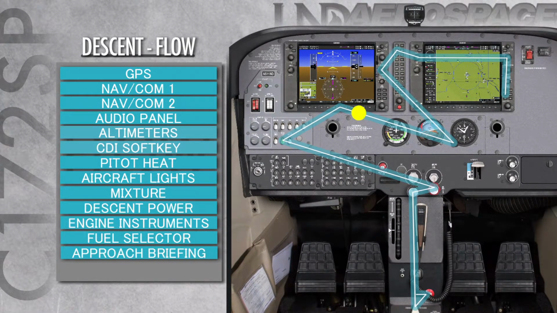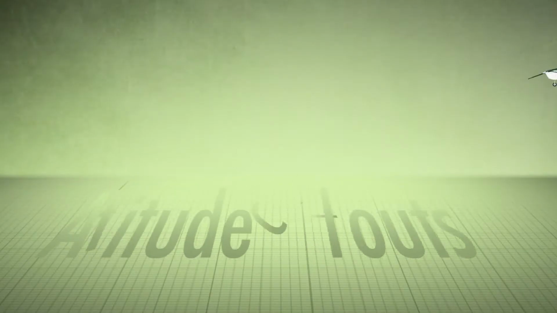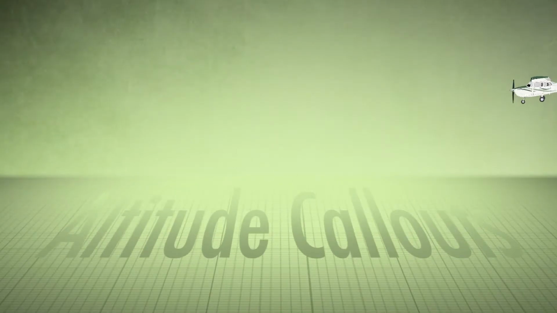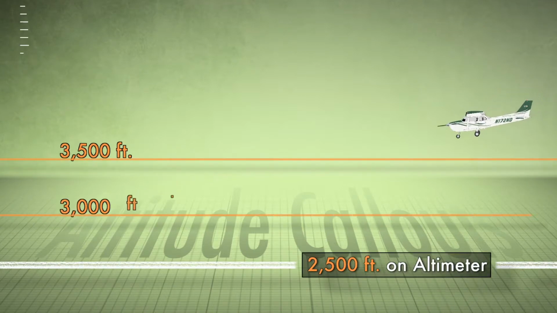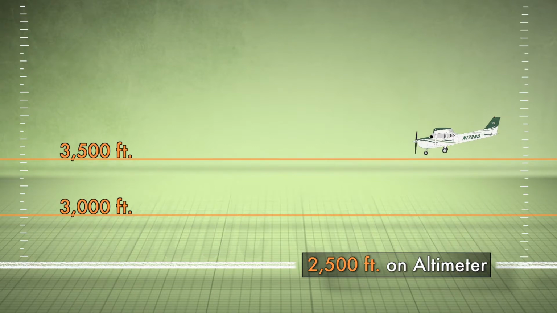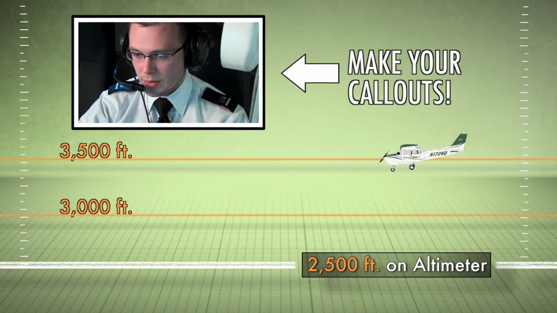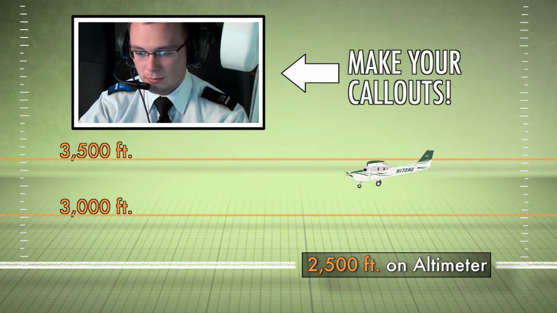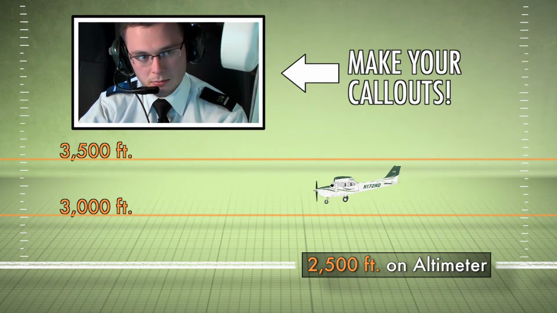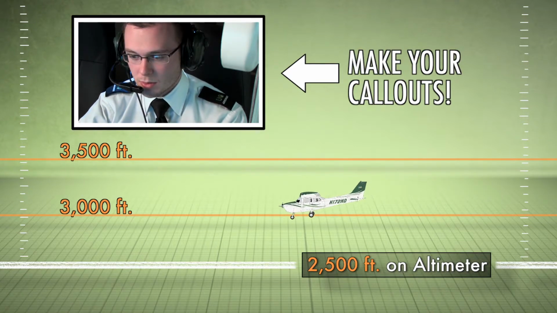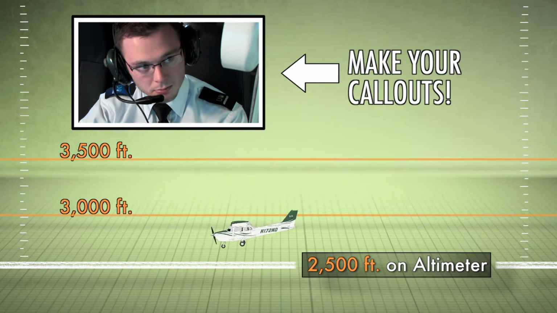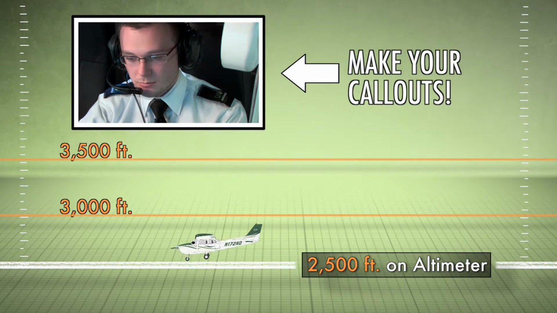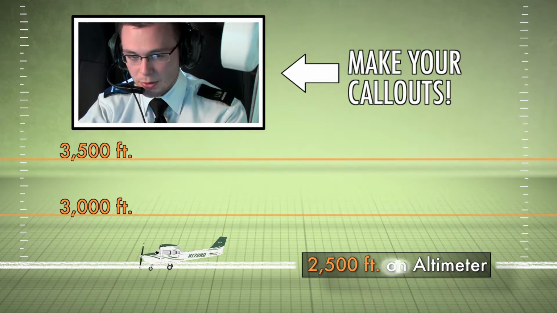During descent, the same format for altitude callouts used during the climb is again required. For example, if today's flight is descending to 2,500 feet MSL, beginning 1,000 feet above the desired altitude, the pilot announces 3,500 for 2,500. With 500 feet remaining in the descent, the pilot announces 3,000 for 2,500. Once they have leveled off at 2,500 feet, the pilot announces Level 2,500.